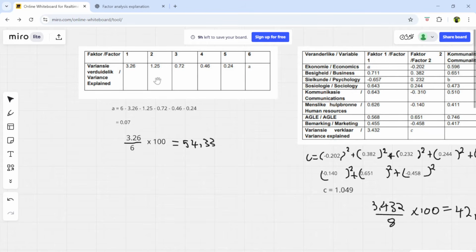Okay, so I used the computer program to draw what we call the Scree plot. We're going to be using a Scree plot to determine how many factors should be extracted, and we'll also be using what we call Kaiser's criterion. So let us start with the Scree plot.